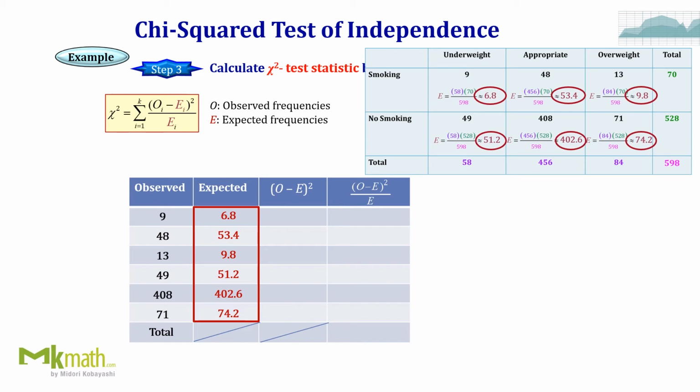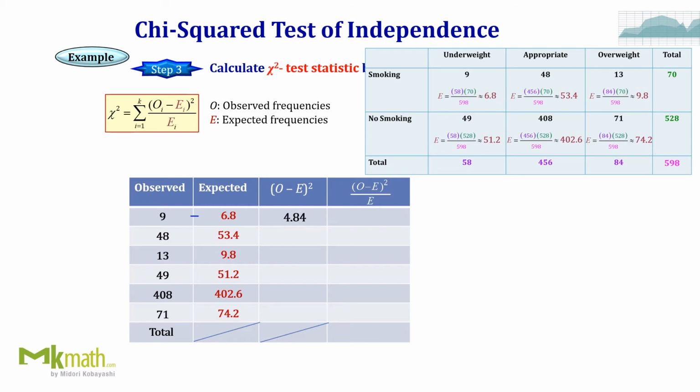For the third column of the table, after observed value minus the expected value, 9 minus 6.8, square the answer to get 4.84. Do not erase this number from your calculator. Then, for the last column, the third column value 4.84, which you still have on your calculator, divide by the second column value 6.8 to get 0.7118. Please note that I rounded the number to 4 decimal places.